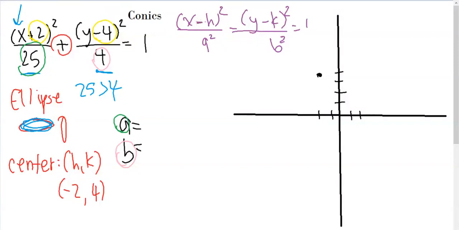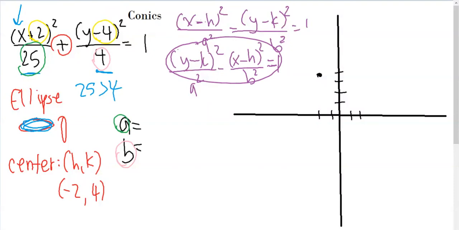Like that. So as I was saying, it could also be y minus k squared over a squared minus x minus h squared over b squared equals 1. So the time that we would use this second bottom one is if the denominator under y was larger, but because the 25 is the larger denominator in this equation, we're going to use the top equation.